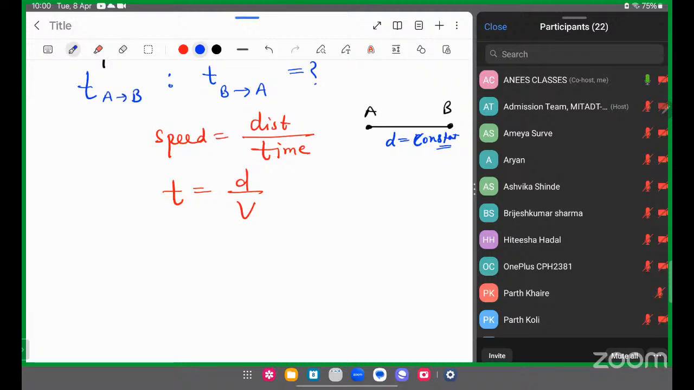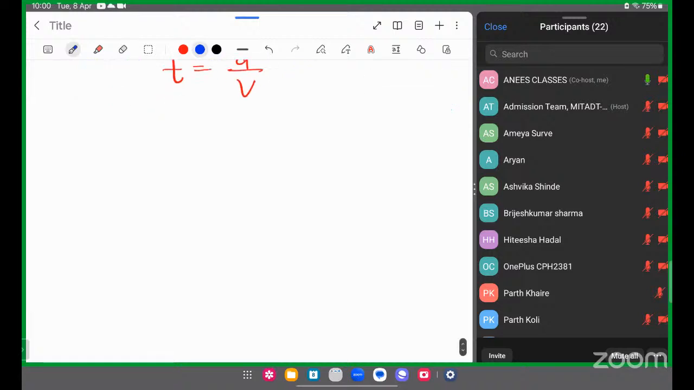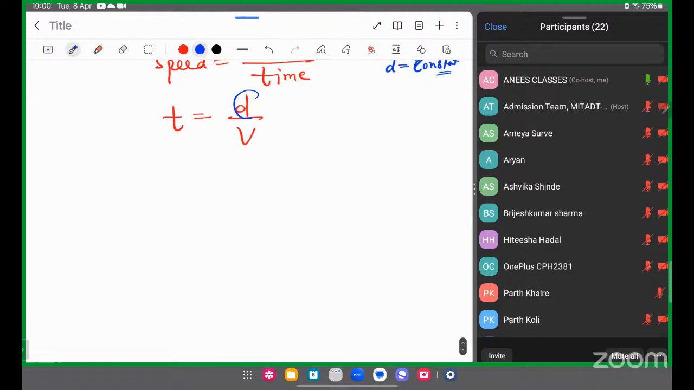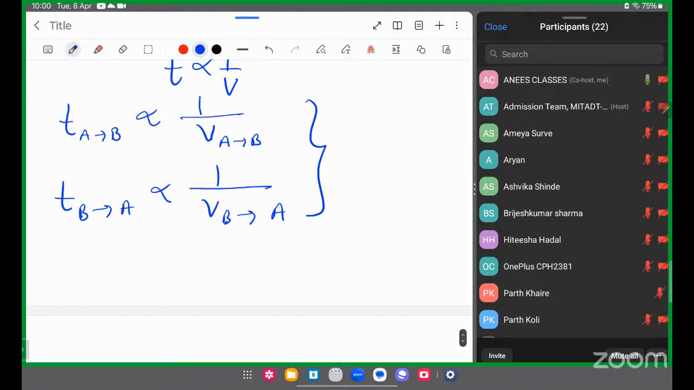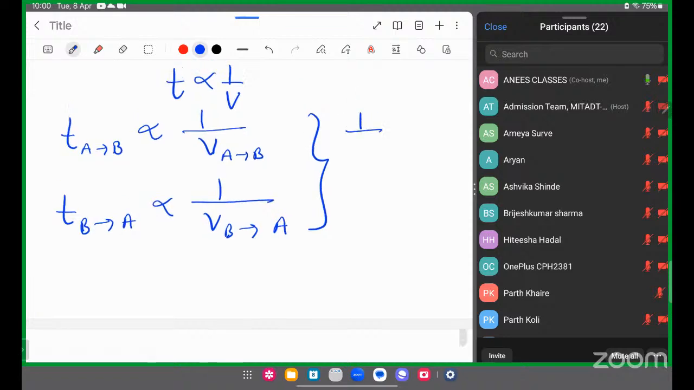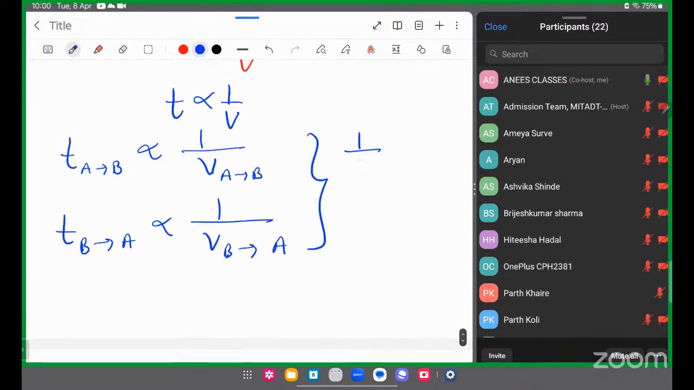So the distance between point A and B will be a constant value, which simply means that if you consider D as constant, T will be inversely related with V, which means time taken to go from A to B will be directly proportional to 1 upon V when it goes from A to B. And T B to A is directly proportional to 1 upon V B to A, which clearly states that if you are taking ratio, this will be 1 upon 4 is to 1 upon 6, or 6 is to 4.